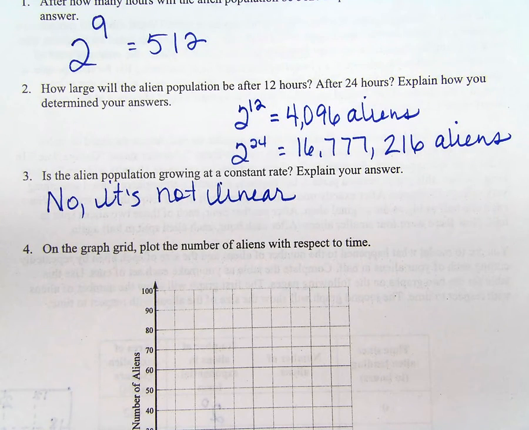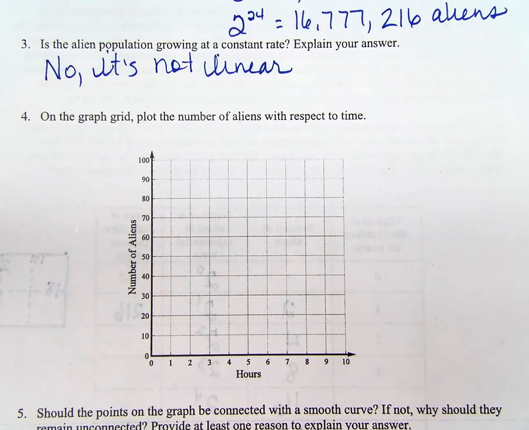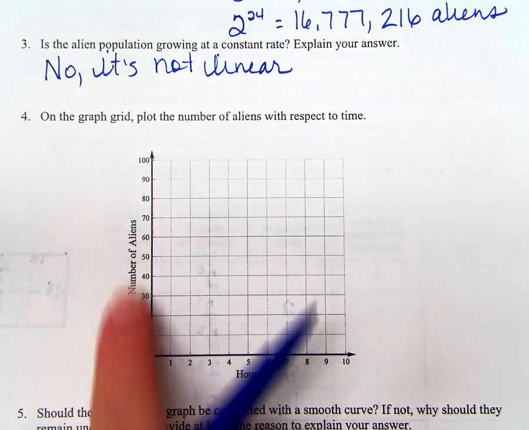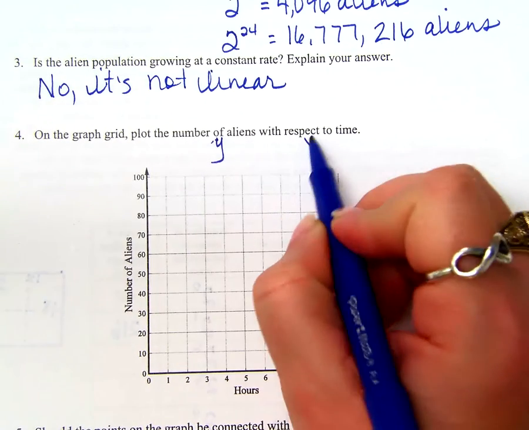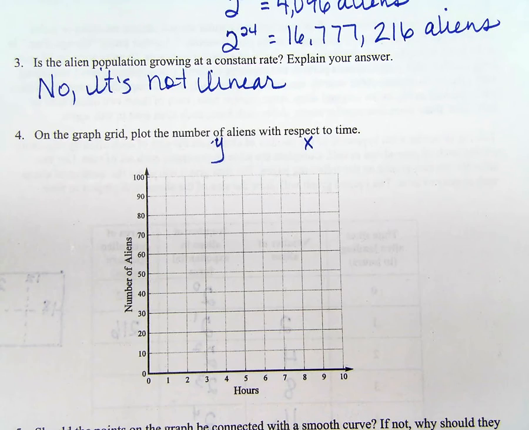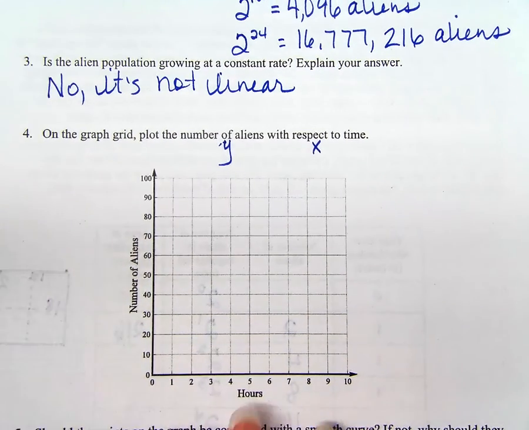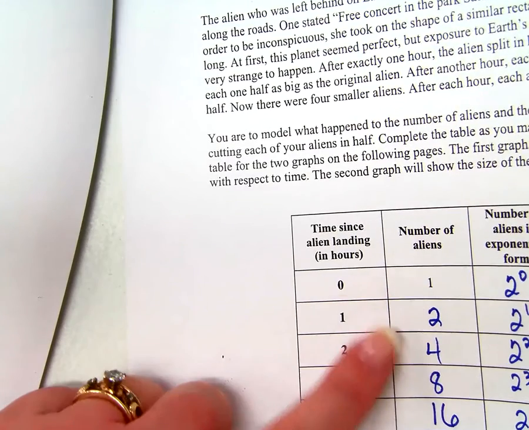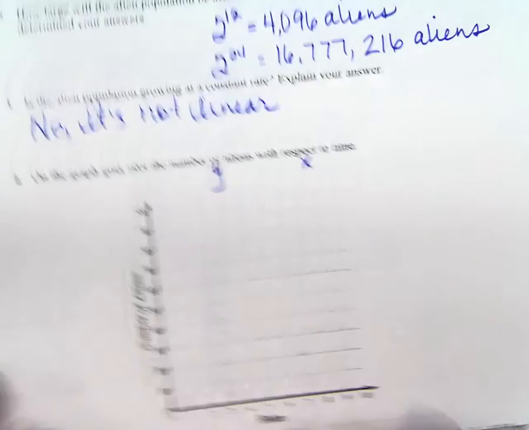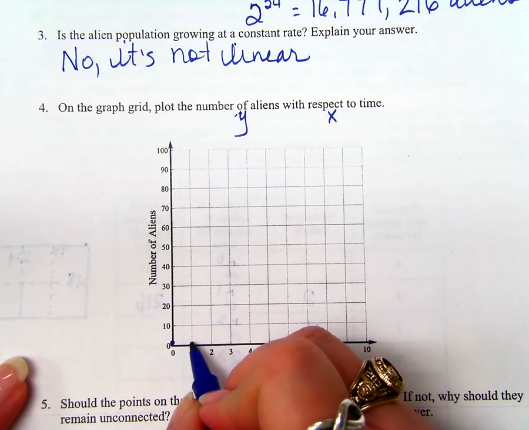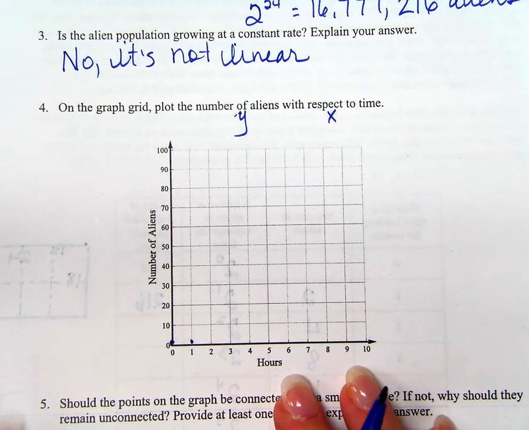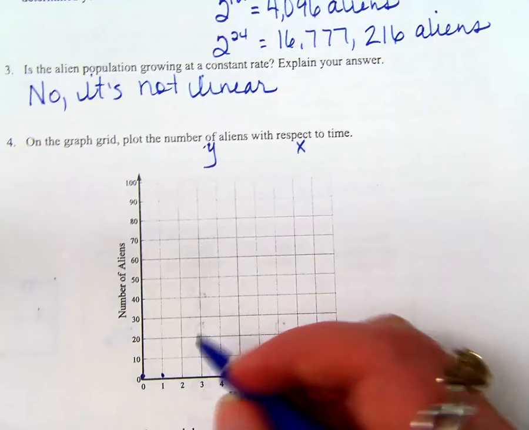On the graph grid, plot the number of aliens with respect to time. So they've got the number of aliens here with respect to time. Because remember, they always tell me y with respect to x. Remember that? Okay, number of aliens with respect to time. So time is 0, the number of aliens is 1. 0, 1. Time is 1, aliens is 2. Just a little higher. Time is 2, aliens is 4.